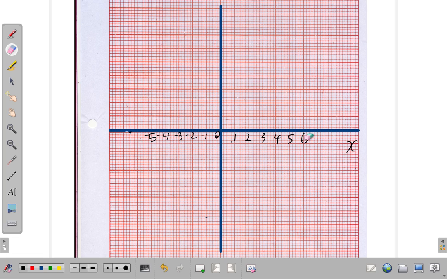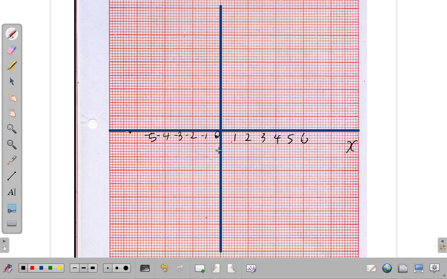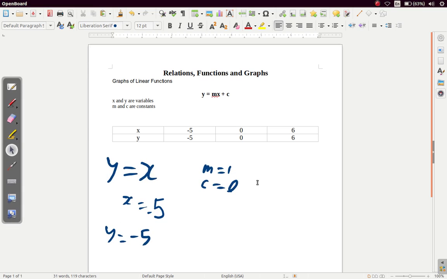Now, let's look at the y-axis. The y-axis has numbers going as far down as -5 and as far up as 6. So we have -1, -2, -3, -4, -5. Nice. 1, 2, 3, 4, 5, 6. So you see that. Now we want to plot our points.